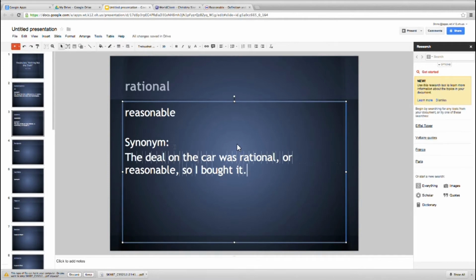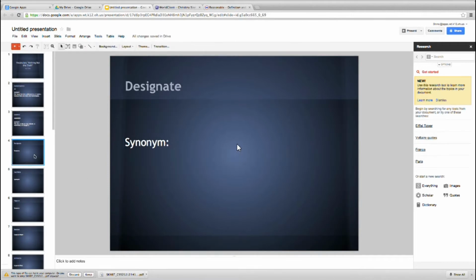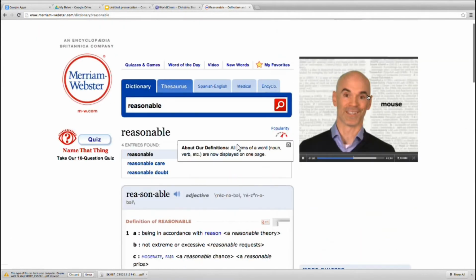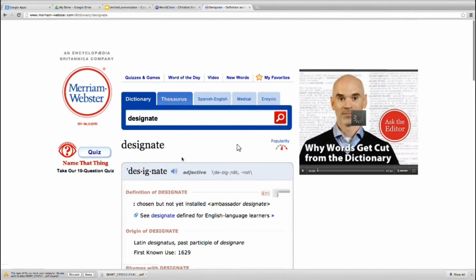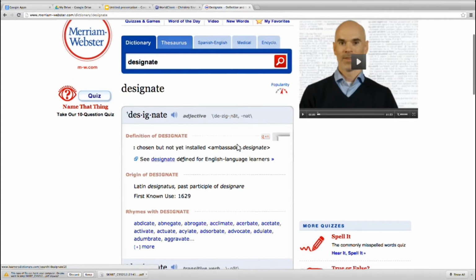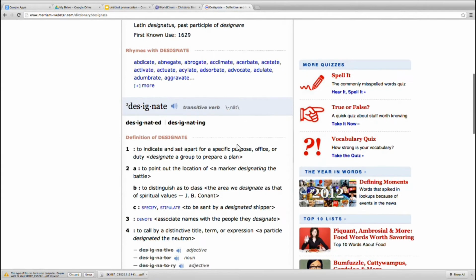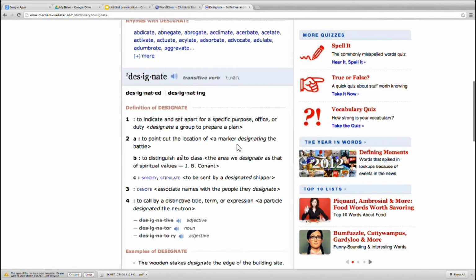How easy is that? Pretty easy. Let's go on to designate. Okay, designate. Chosen one, but not installed. Indicate or set apart for a specific purpose.